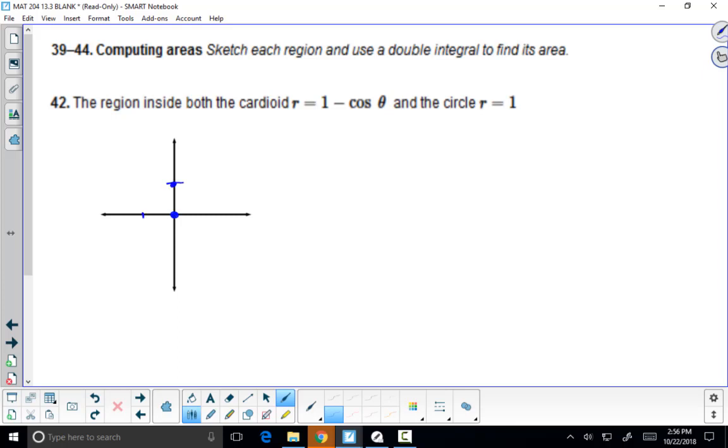Come over to pi. Cosine of pi is -1. 1 minus -1, then we're out at 2 from the origin. So we're over here. That's enough. We now know that this point's going to be here. We now know that this is the cardioid that we're dealing with.